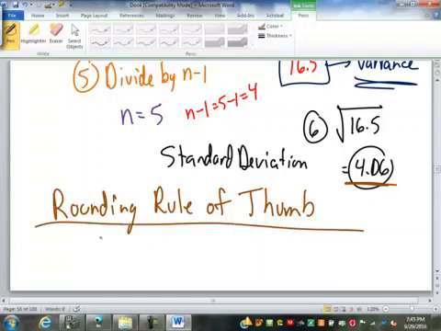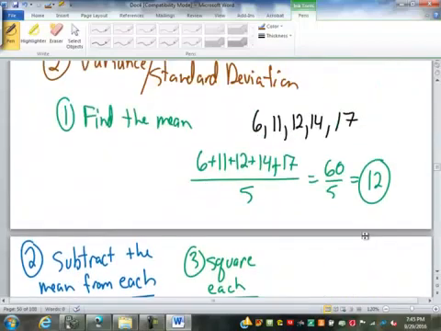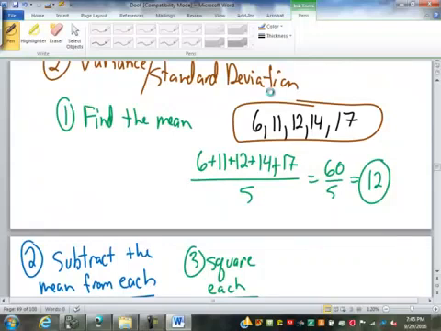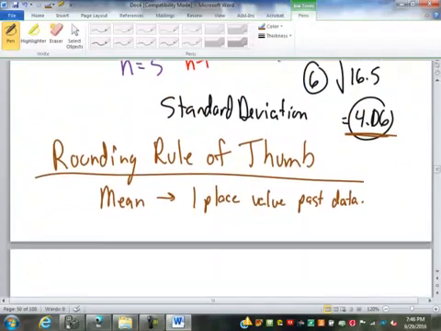Rounding rule of thumb. For the mean, one place value past the data. So for this data set, these numbers were to the nearest 1, right? So the mean can be rounded to the nearest 10th. One decimal place. We didn't have to round in that case.